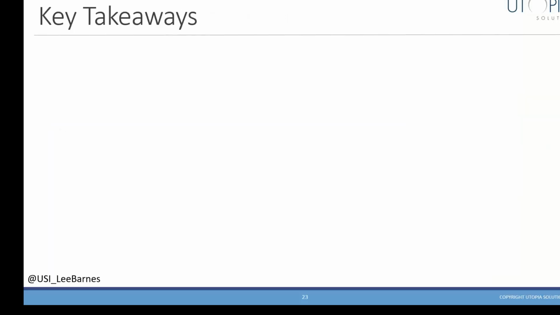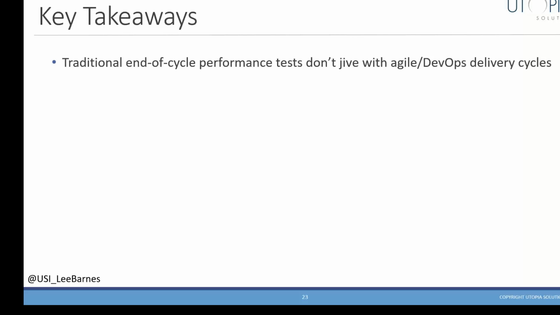So before we take some questions, I want to talk about some things that I want you to take away, independent of anything else that we talked about in this application. First thing is that traditional end of cycle performance tests just don't fit very well with agile DevOps delivery cycles, right? They typically take a long time to plan and set up. They come along with some very rigid rules, and that just doesn't fit into a 2-week implementation sprint.